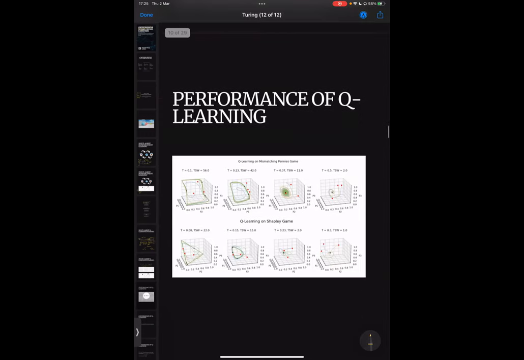What we've also seen in the experiment is that the Q-learning dynamic, just like any nonlinear dynamical system, does not have to converge to an equilibrium. In fact, generally, it doesn't.